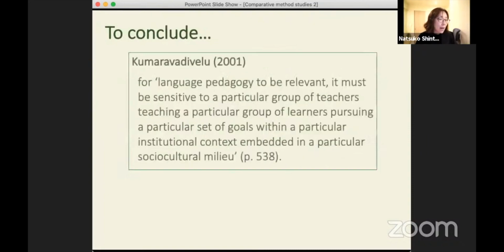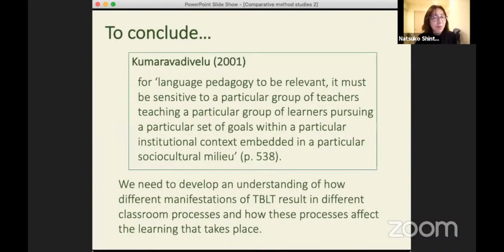So to conclude, as Kumaravadivelu puts it, for language pedagogy to be relevant, it must be sensitive to a particular group of teachers, teaching a particular group of learners, pursuing a particular set of goals within a particular institutional context, embedded in a particular sociocultural milieu. We need to develop understanding of how different manifestations of TBLT result in different classroom processes and how these processes affect the learning that takes place.